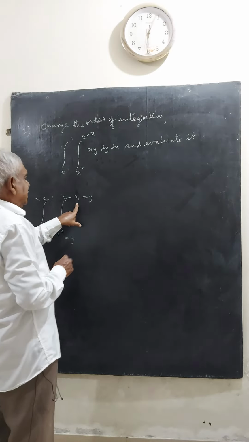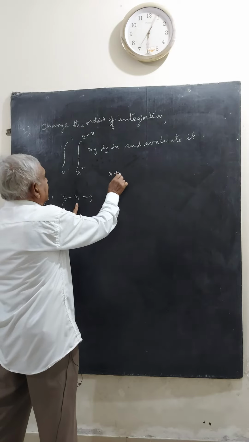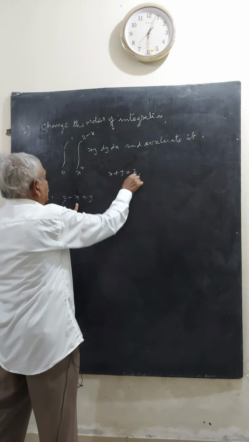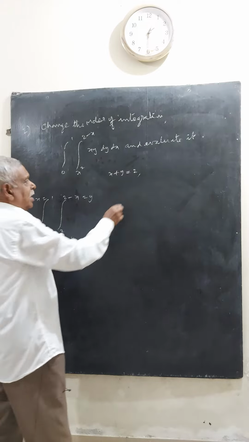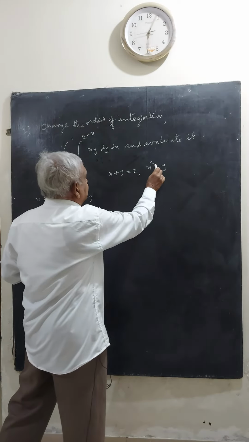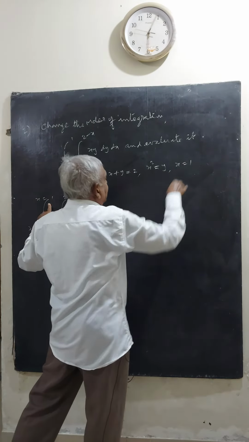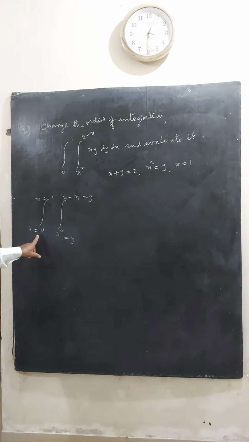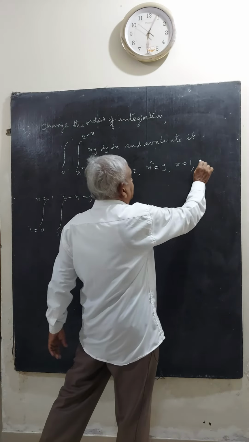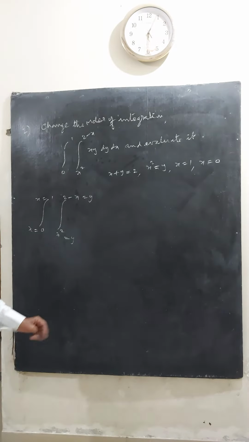This is a straight line, x plus y equal to 2. This is a parabola, x squared equal to y. This is a straight line, x equal to 1, parallel to the y axis. And x equal to 0, this is the equation of the y axis.